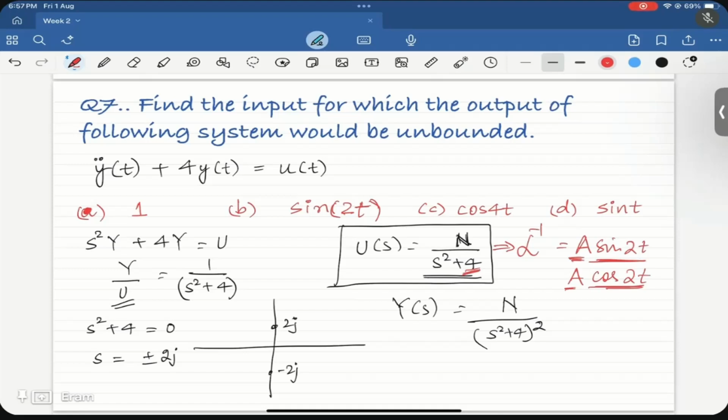No, ma'am, because if a step input is given, then the poles will be at 0, plus 2j and minus 2j. There are no repeated poles, and there are no poles on the right hand side. So the response will remain bounded. It will not go to infinity. What about sin 2t?